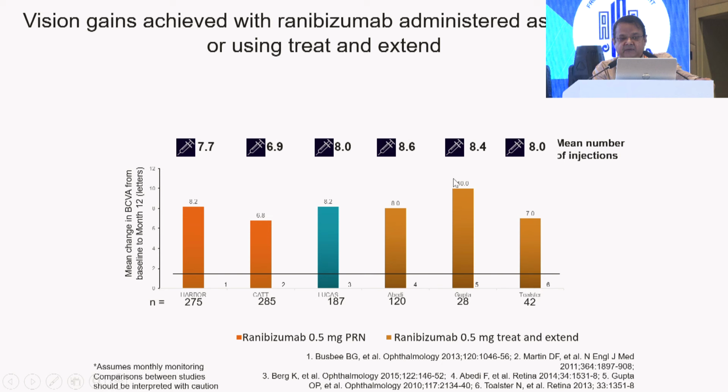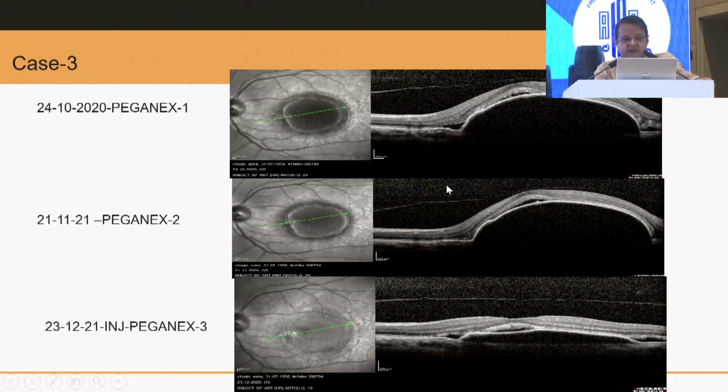The number of injections required in both the disease protocols were almost the same, and the vision improvement was almost the same. The number of visits were good, and if you see, the vision improvement was more in treat and extend, in 2-10 letters.